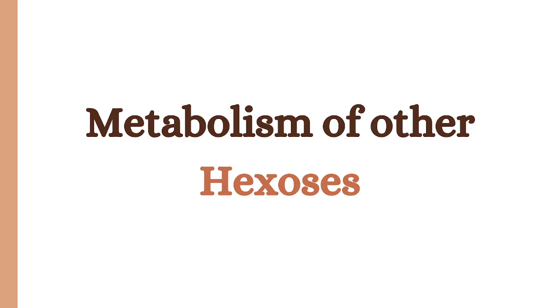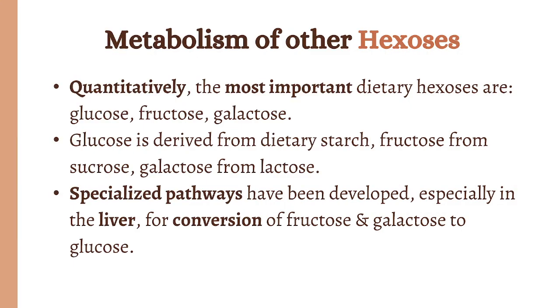Now we proceed to the metabolism of other hexoses, namely fructose and galactose. Quantitatively, the most important dietary hexoses are glucose, fructose, and galactose. Regarding glucose, we have already discussed glycolysis, gluconeogenesis, and the pentose phosphate pathway. So let us talk a little bit about fructose and galactose. Glucose is derived from dietary starch, of course, as you know, fructose from sucrose and galactose from lactose. In the body, we have specialized pathways, particularly in the liver, that are required for the conversion of fructose and galactose back to glucose.